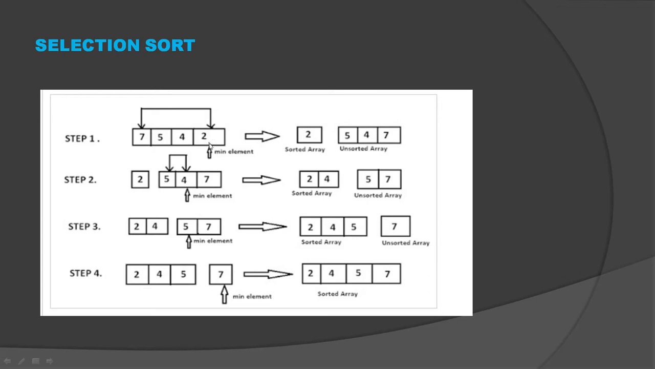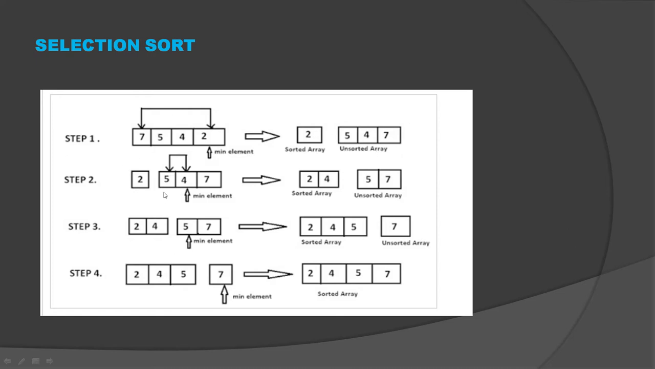Now we have found the minimum element among the elements after the 0th index. Then we'll swap these two. So 7 will come over here and 2 will come over here, and the array will look like this. In the first iteration, the smallest element is put on the first index of the array, and the rest of the array is still unsorted. So this happens in the first iteration, or first pass.